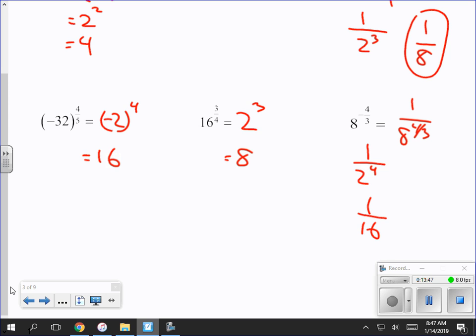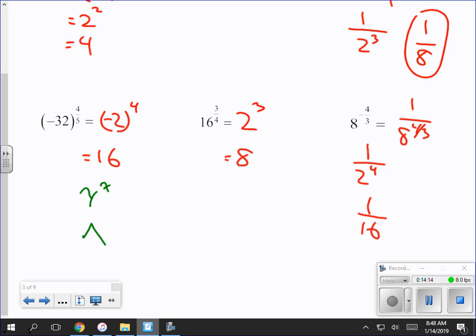Now, on your calculators, you can do this on your calculator. You have one of 2 buttons to do exponents with. You either have a y to the x key, or you have a caret key. That's what that's called. It's called a caret. Okay, that's called your caret key. One of those 2 is an exponent key.